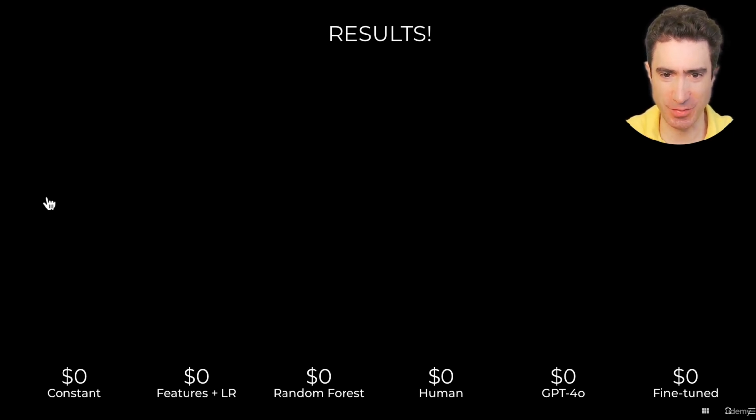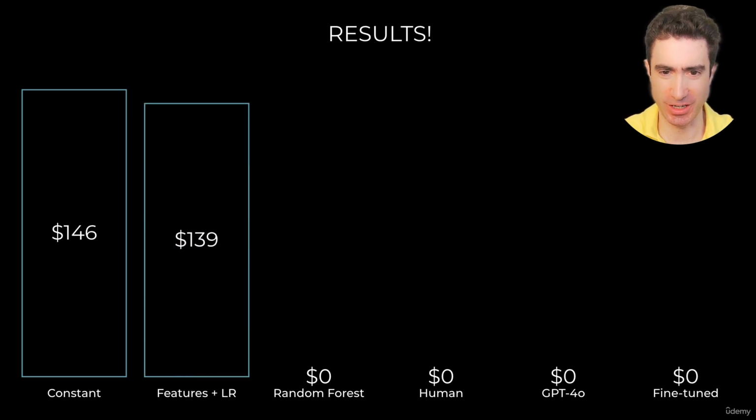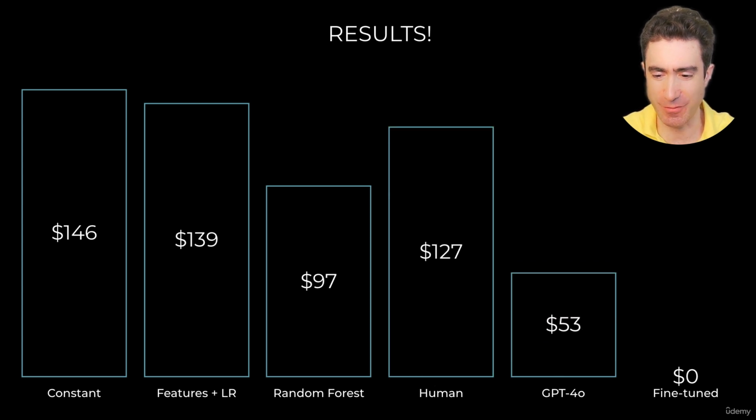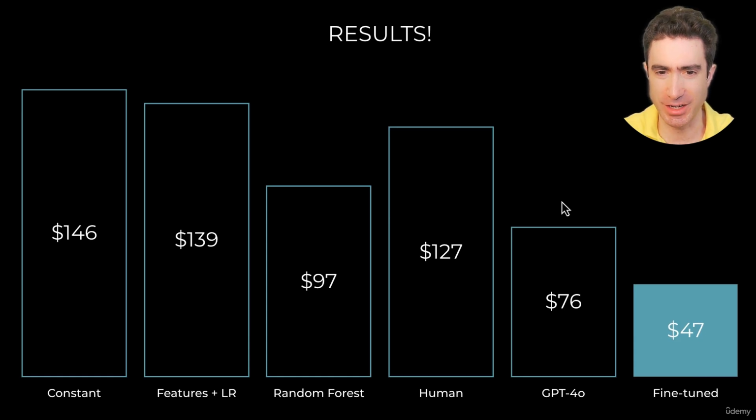We started our journey with a constant model that was at $146 error from the average of all of the data in the training data set. We looked at a traditional machine learning model with just a few features. It got to 139, it beat the average. Random forest, the best of our traditional machine learning models, got to 97. The human got to 127. GPT-4 got to 76. And our fine-tuned, customized model has got us to $47.